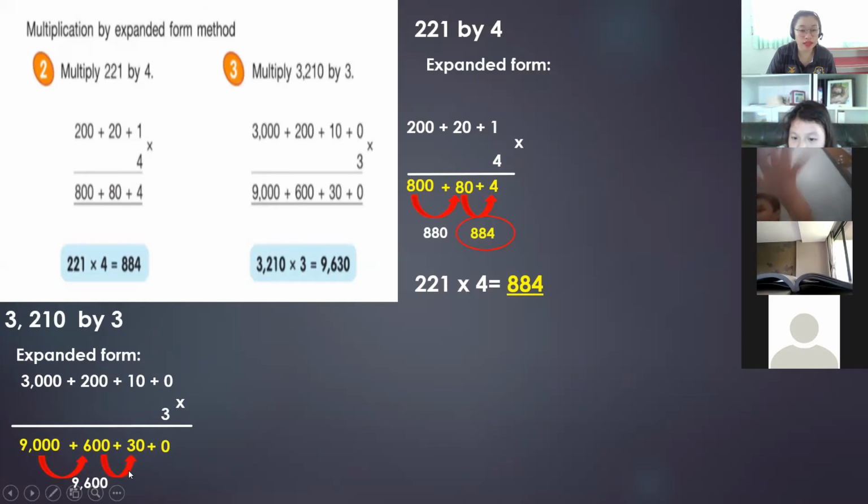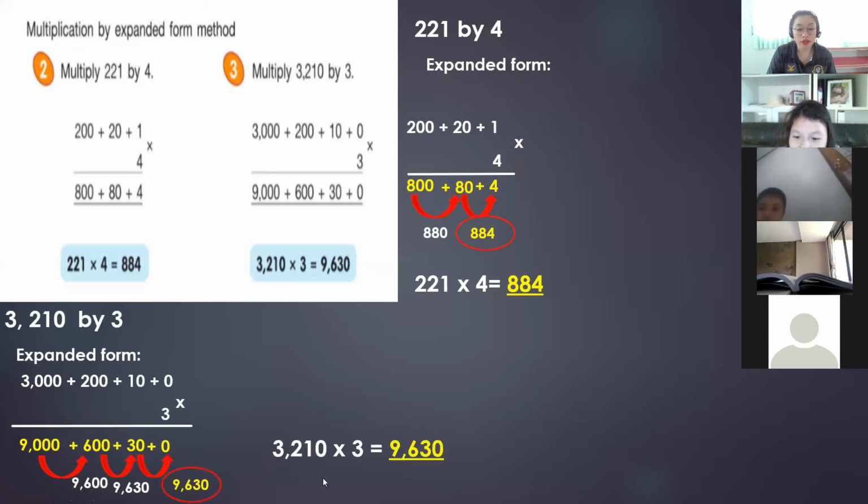9,600 plus 30 is equal to 9,630, and 9,630 plus 0 is equal to 9,630. So 3,210 times 3 is equal to 9,630. Okay, so that's how we're going to do the multiplication by expanded form.